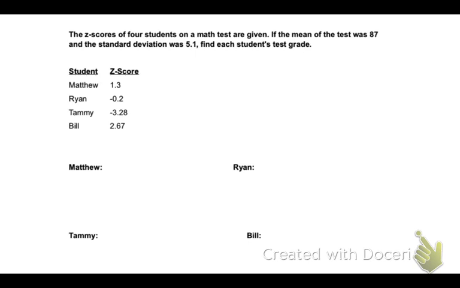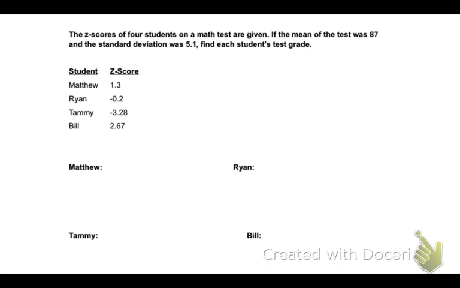So again, talking about being able to make comparisons. We have the z-scores of 4 students on the math test. We know that the mean was 87, with a standard deviation of 5.1. So we're actually going to work backwards to find the test grade or the score that the student got on the test. We're going to use the exact same formula: score, subtract the mean, divide by the standard deviation, and then we're going to make it equal to the z-score.